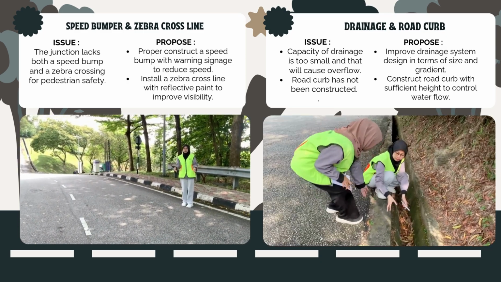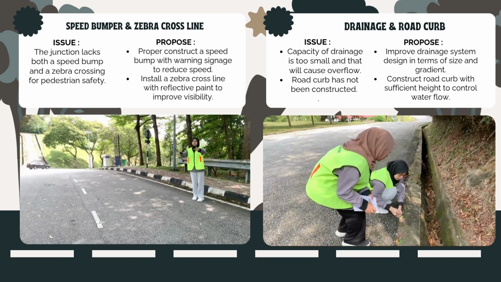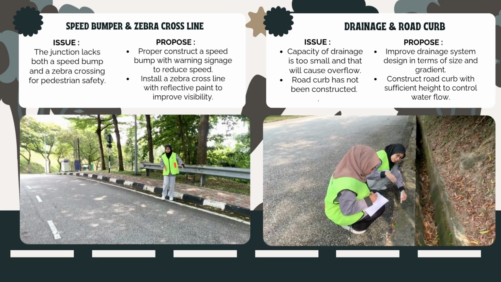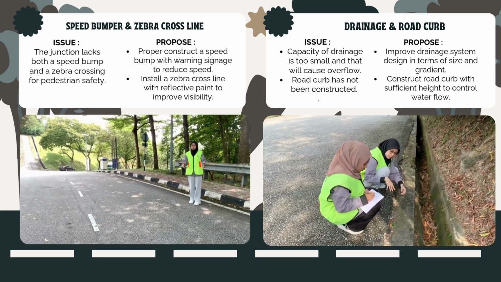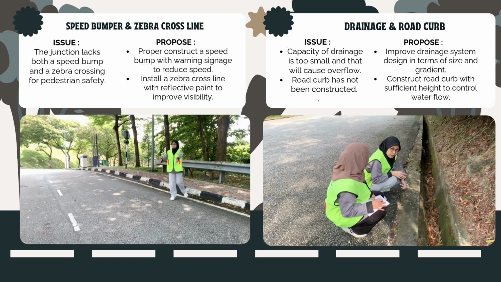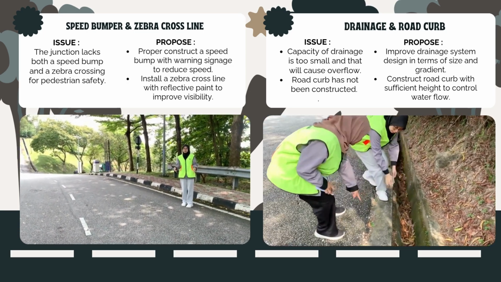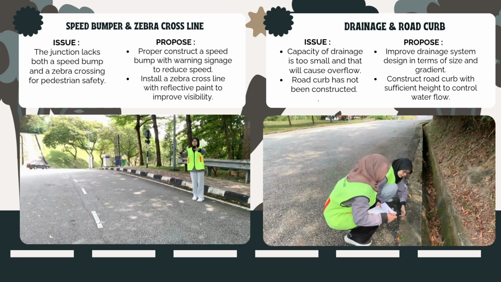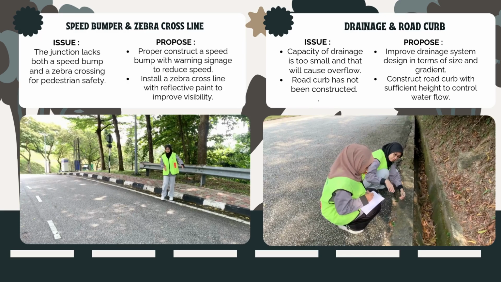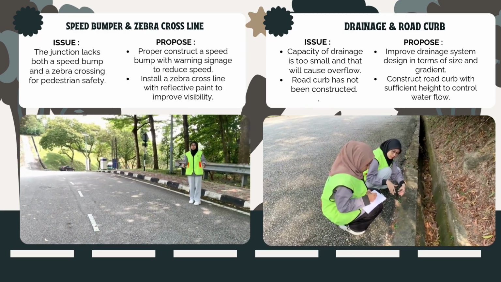The last one is drainage and road curb. The issue is the capacity of drainage is too small and that will cause overflow. We need to improve the drainage system in terms of size and gradient. The road curb has not been constructed along the roadside, so construct a road curb with sufficient height to control water flow.